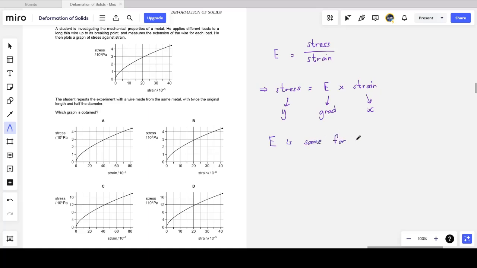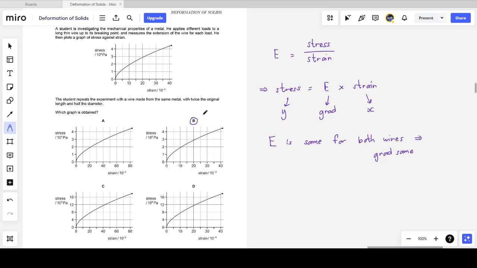Since the Young modulus is the same for both wires, at all points the gradient is going to be the same. If the gradient is the same at all points, then the graph of stress against strain for the second wire is identical to the graph for the original wire. And that corresponds to option B.